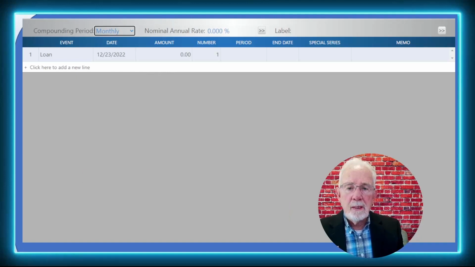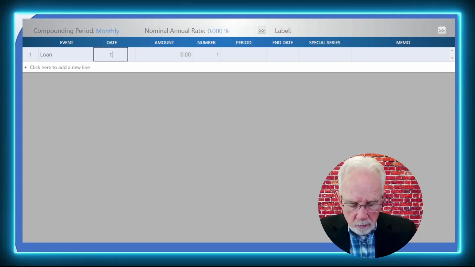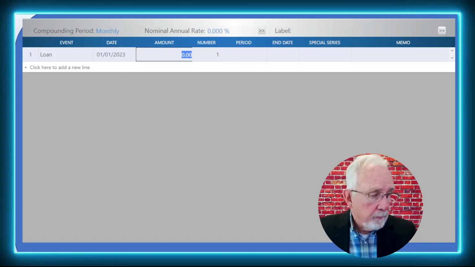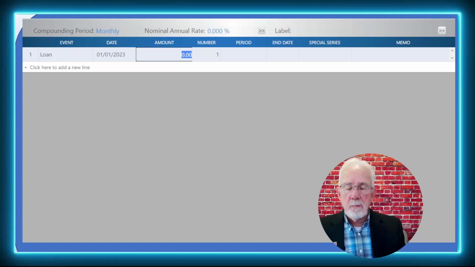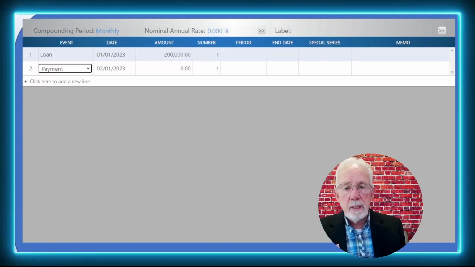The loan is like 1223.22. I'm going to start it at 1-1-2023. And so there we've started our payment on January the 1st, this coming year. Let's say that this is going to be for $200,000. One loan, that's what the number one is, for $200,000. Hit enter. And now we go down to the payment.